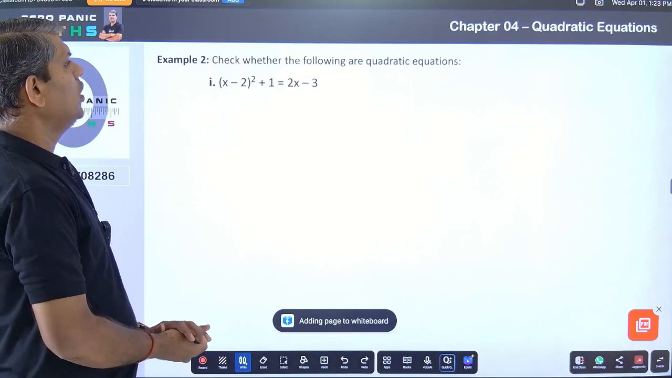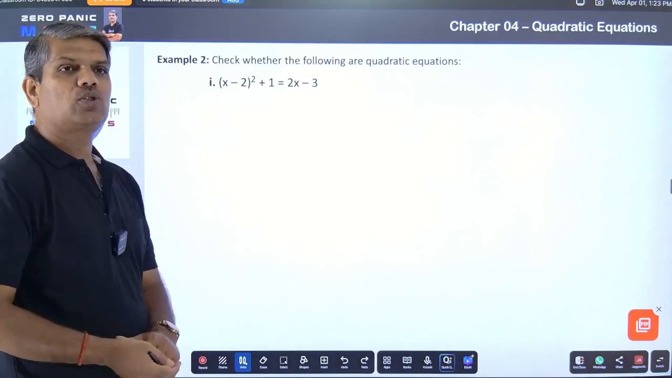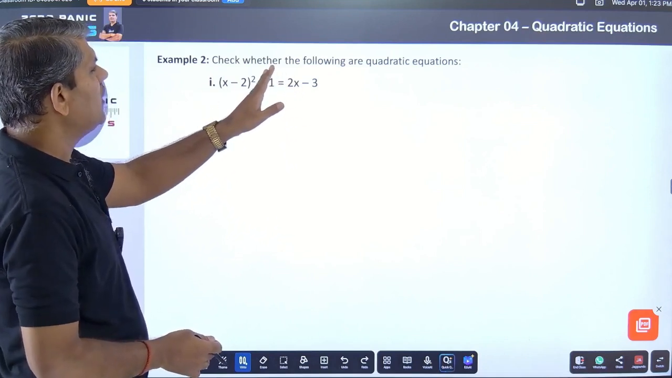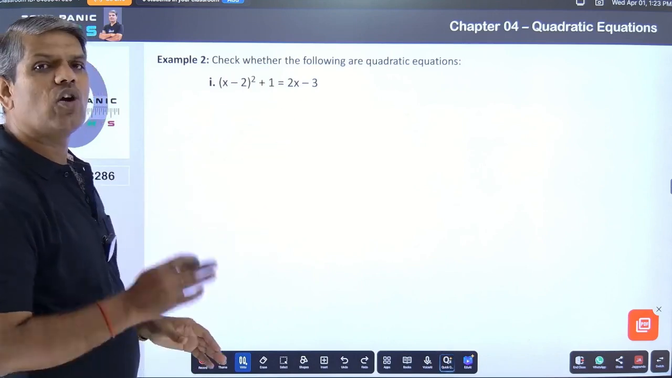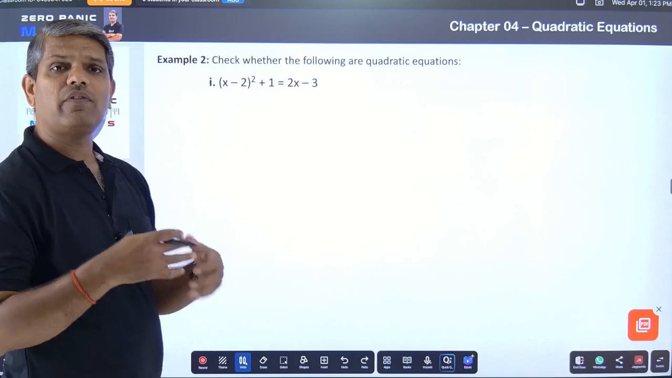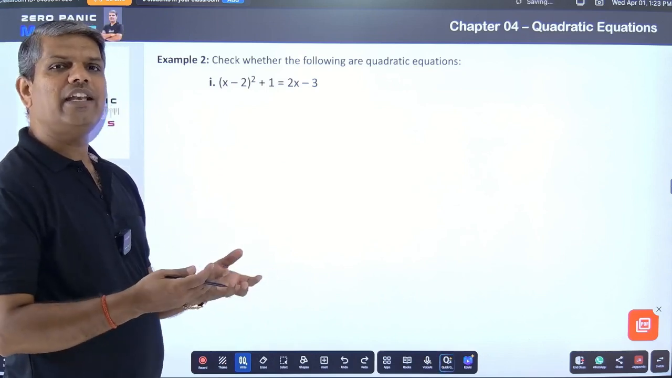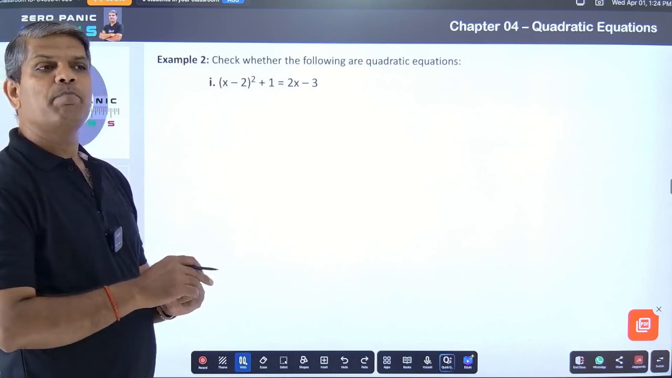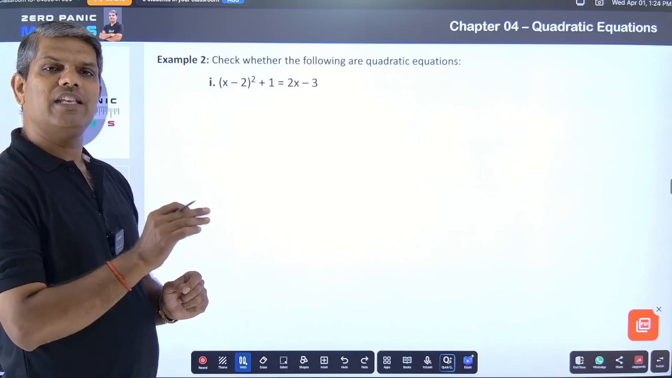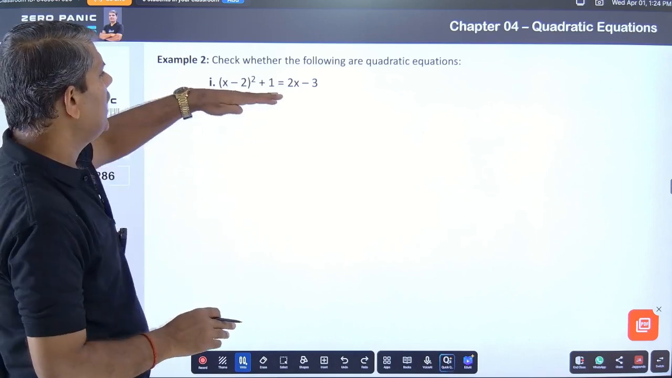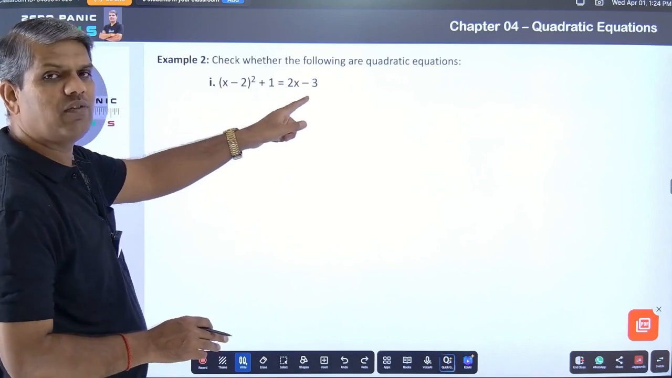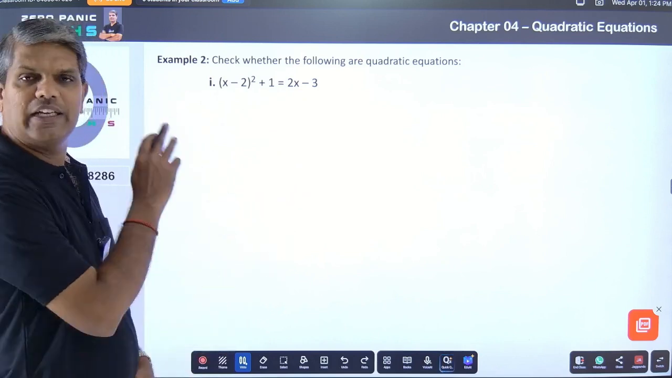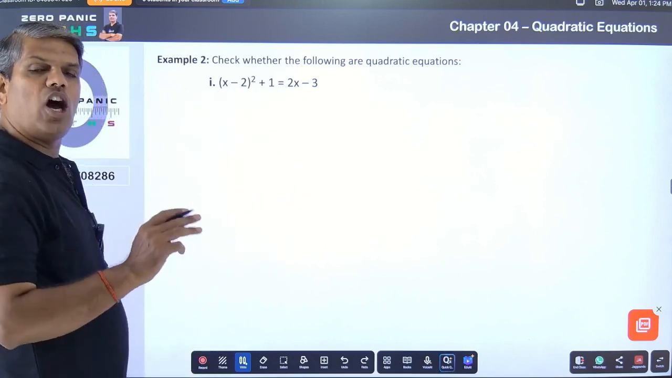Okay, now example 2, we are resolving the given equations and finding out whether the given equations are quadratic or not. And how are we going to decide whether it is a quadratic equation or not? If it is in the form of ax square plus bx plus c is equal to 0. If you get an equation of that standard form after resolving these given equations, then we are going to say it is a quadratic equation.